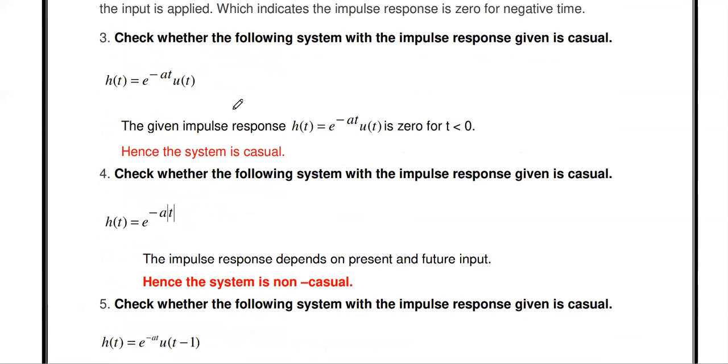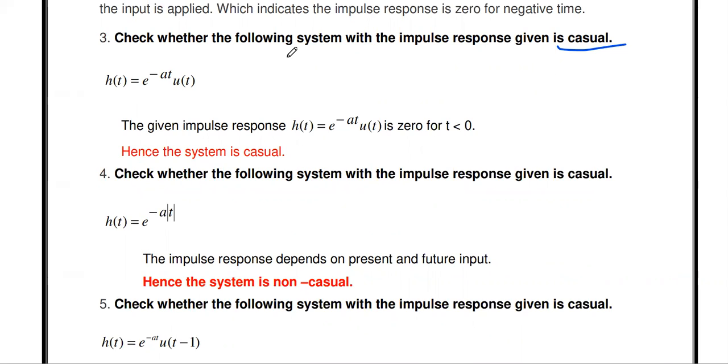Then the third question: using the impulse response of a system, we can verify whether this system is causal or not. This problem may come as a 2 mark question also. So this is a very important question. Check whether the given system is causal or not, stable or not. These are all important 2 mark problems.